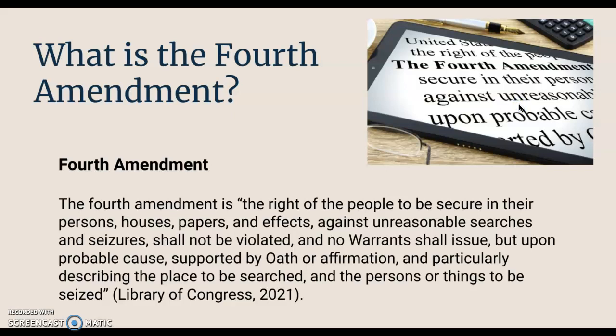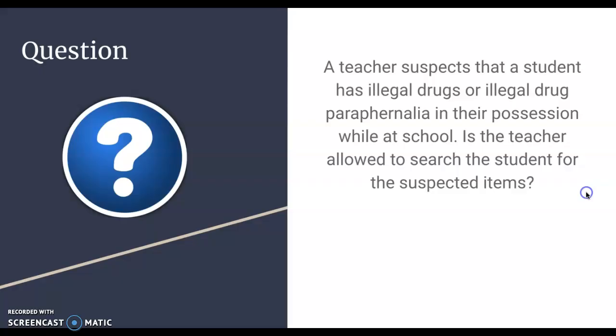First, what is the Fourth Amendment? The Fourth Amendment is the right of the people to be secure in their persons, houses, papers, and effects against unreasonable searches and seizures, shall not be violated, and no warrants shall issue, but upon probable cause, supported by oath or affirmation, and particularly describing the place to be searched and the persons or things to be seized. This is the definition I found on the Library of Congress website, last updated 2021.